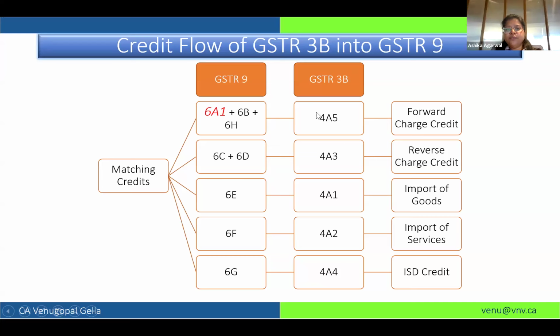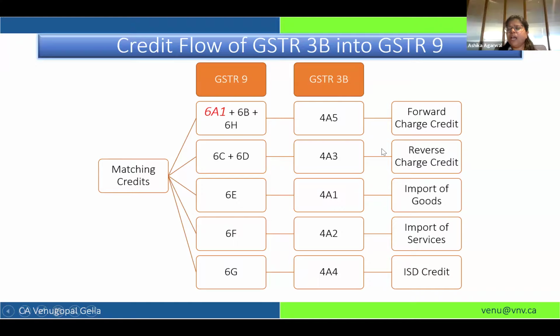So this is what is covered in 4A5. This reporting in GSTR 9 is dealt by these three tables, 6A1, 6B, 6H. We will come respectively to what is 6A1, 6B, 6H. First, we are just trying to understand the correlation between 3B and 9. So for 6A1 and 6B, 6H, you will use the mapping from 4A5.